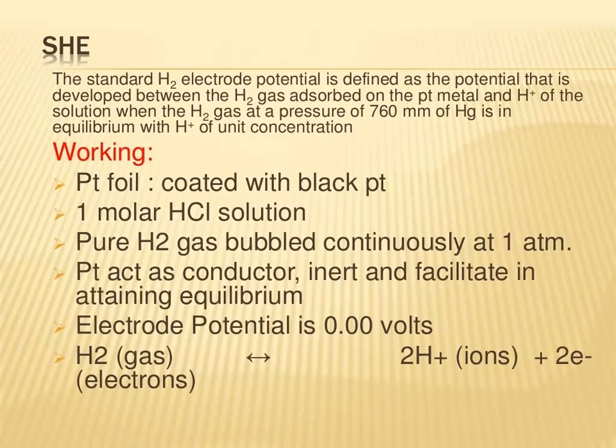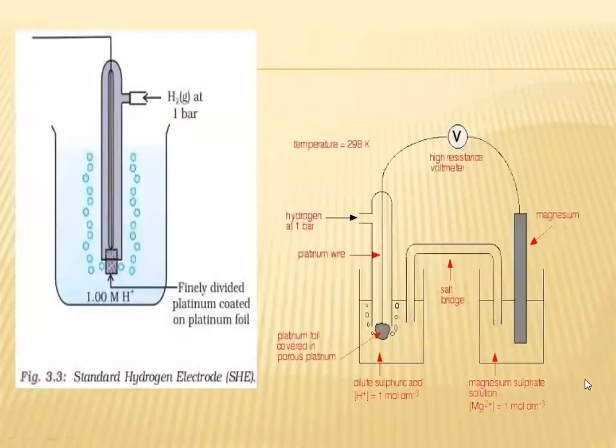The cell reaction will be represented like this: H2 gas converted into 2H+ ions and 2 electrons. So this is the diagram of the hydrogen electrode.